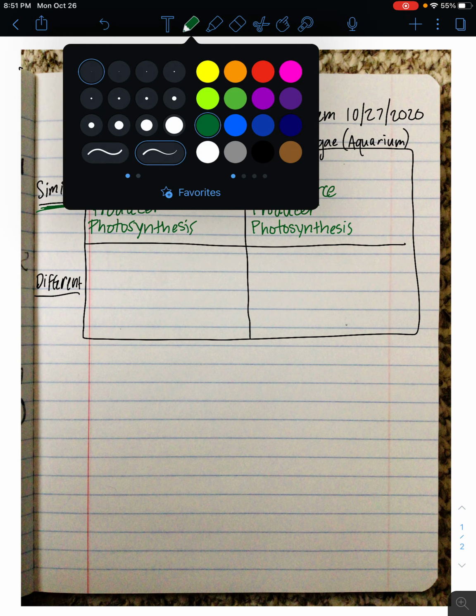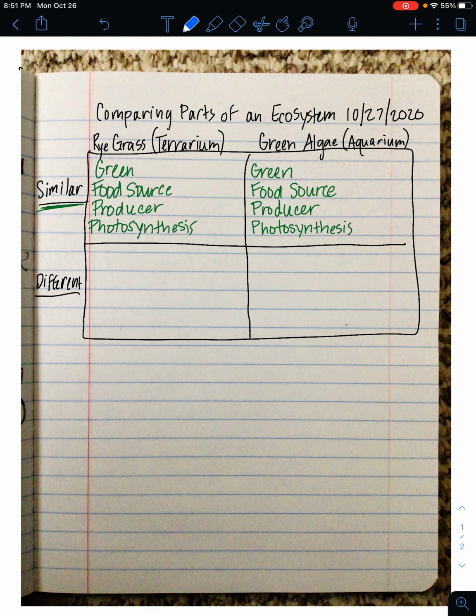Now I'm going to move on to the second part of my table. And in this part, I will be recording examples that I think of that show differences between ryegrass and green algae. Some examples that I have observed and that I remember from our articles are that ryegrass and green algae are a very different size. When I looked at the picture of the ecosystem, I saw that ryegrass was about 6 inches tall.